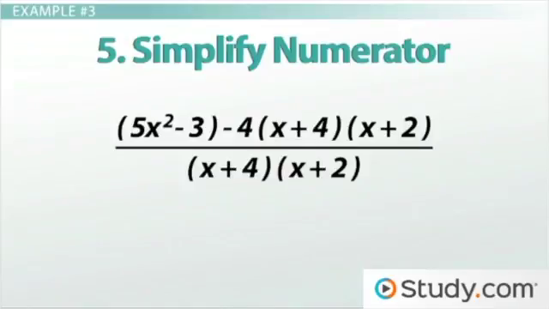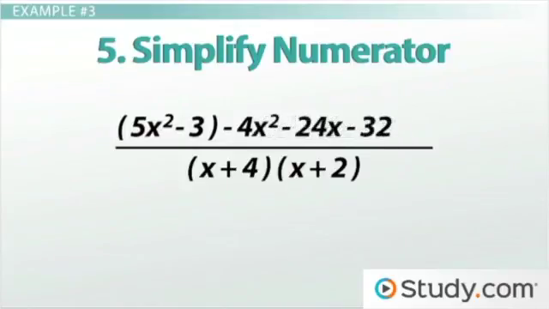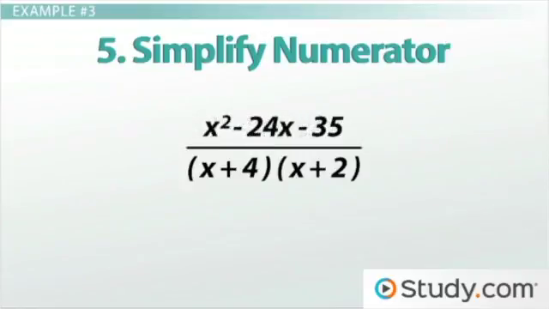X plus 4 times x plus 2 equals x squared plus 6x plus 8. Multiply negative 4 times x squared plus 6x plus 8, and we have negative 4x squared minus 24x minus 32. Let's continue with the numerator and collect like terms. So our expression looks like x squared minus 24x minus 35 divided by x plus 4 times x plus 2.